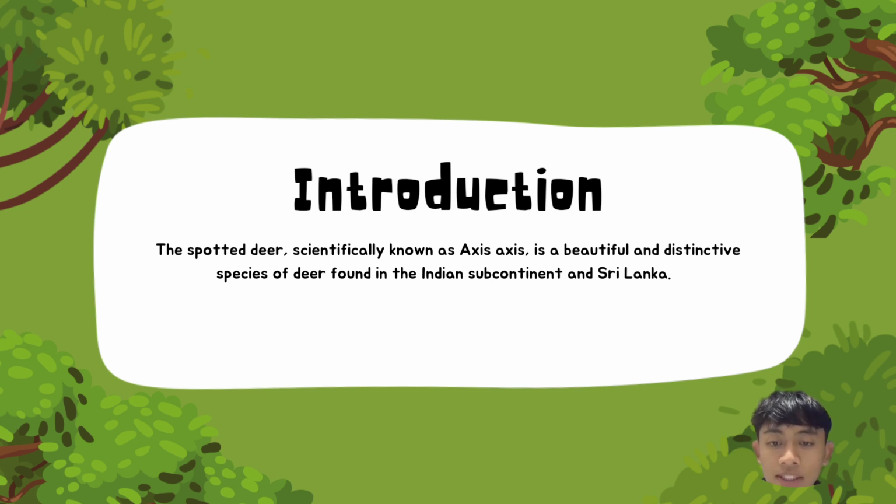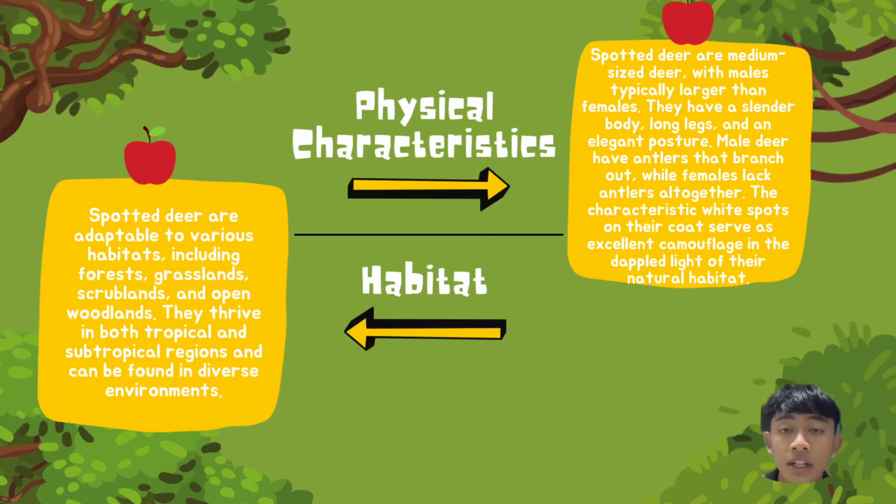The spotted deer, scientifically known as Axis axis, is a beautiful and distinctive species of deer found in the Indian subcontinent and Sri Lanka. The physical characteristics of spotted deer are medium-sized deer with males typically larger than females. They have a slender body, long legs, and elegant posture. Male deer have antlers that branch out, while females look alike together. The characteristic white spots on their coat serve as excellent camouflage in the dappled light of their natural habitat.